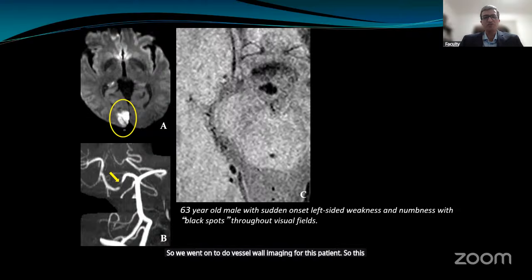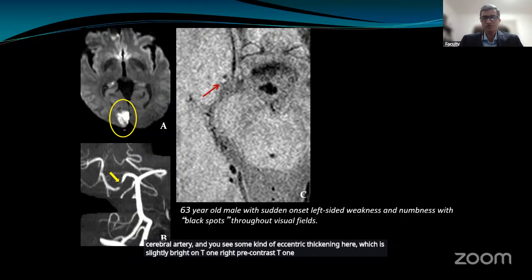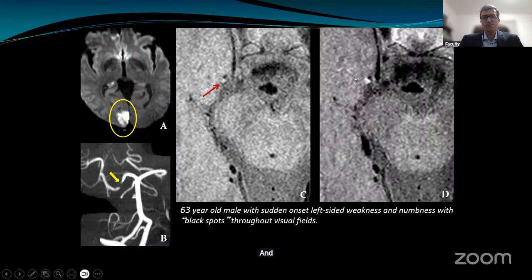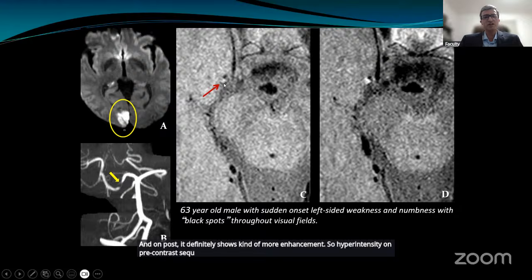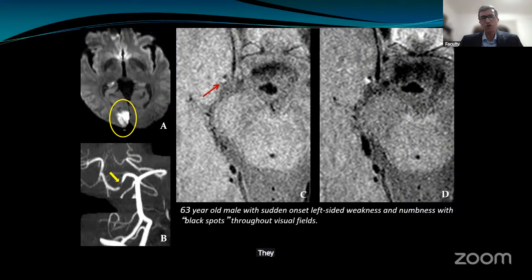So this is the axial reformat of that pre-contrast sequence. You can see that's the posterior cerebral artery, and you see some eccentric thickening here, which is slightly bright on pre-contrast T1, right? And on post-contrast, it definitely shows more enhancement. So hyperintensity on the pre-contrast sequence indicates intraplaque hemorrhage, okay? And enhancement: usually the culprit plaque, which has resulted in stroke, enhances more than the non-culprit plaques.